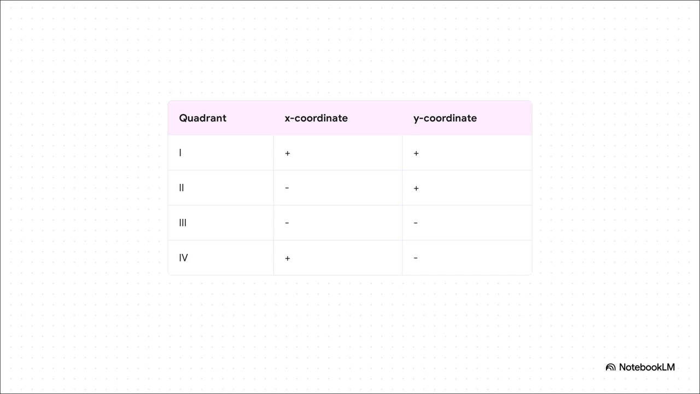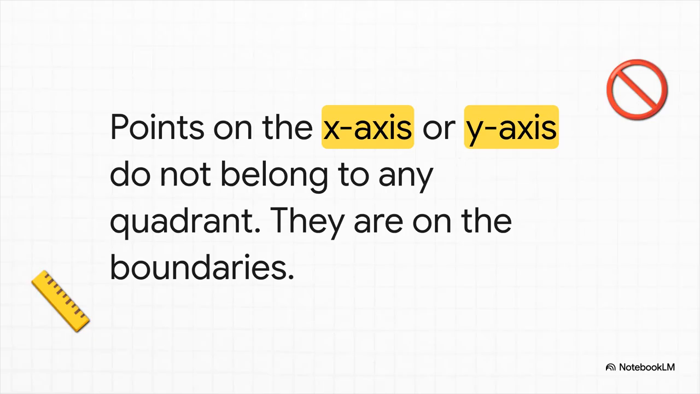You can tell which quadrant a point is in just by looking at the signs, whether the numbers are positive or negative. In quadrant 1, you've gone right and up, so both x and y are positive. In quadrant 2, you've gone left and up, so x is negative, but y is positive. Down in 3, you're left and down, so both are negative. And over in 4, you're right and down, so x is positive and y is negative. It's a perfect system! But there is one little catch.